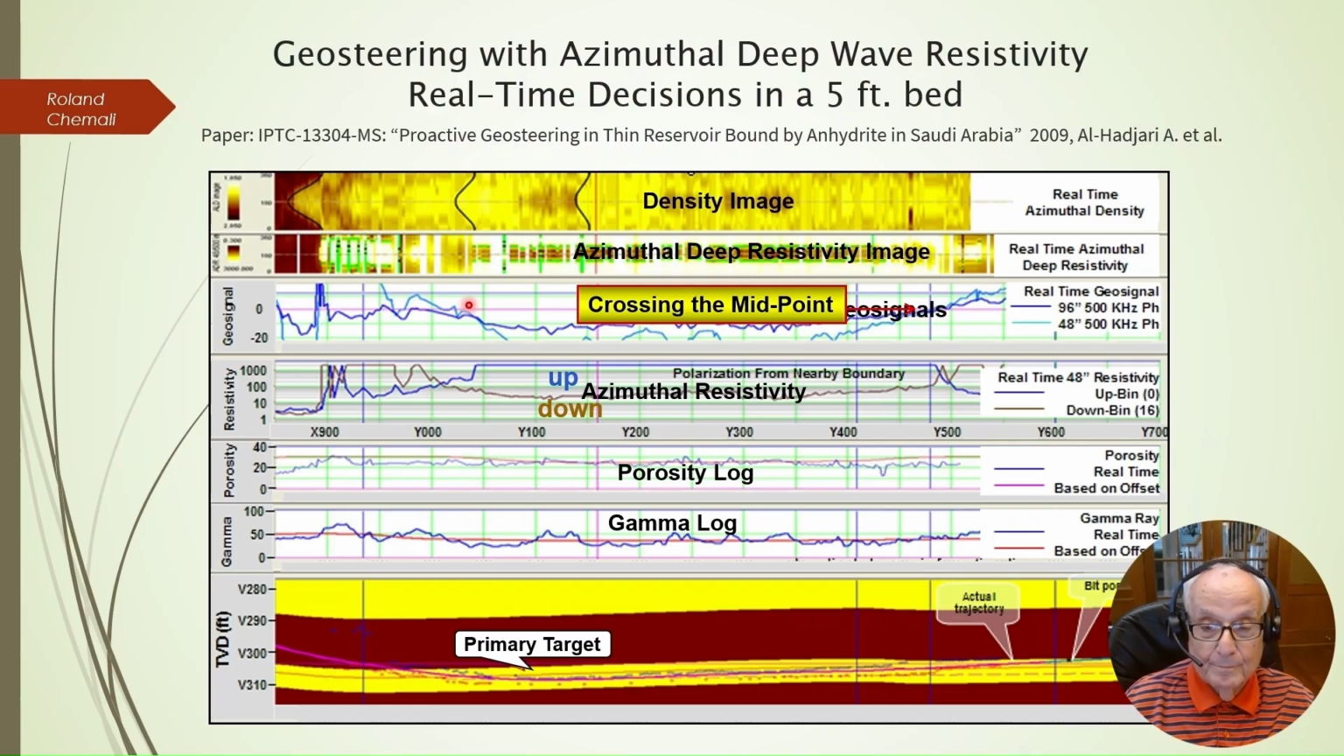By that time, we had already drilled more than enough to prove that we can stay within a normally 10 foot bed, but here we did it within a 5-foot bed, and we had qualified the service. So we went to the secondary objective and we exited the formation from above.